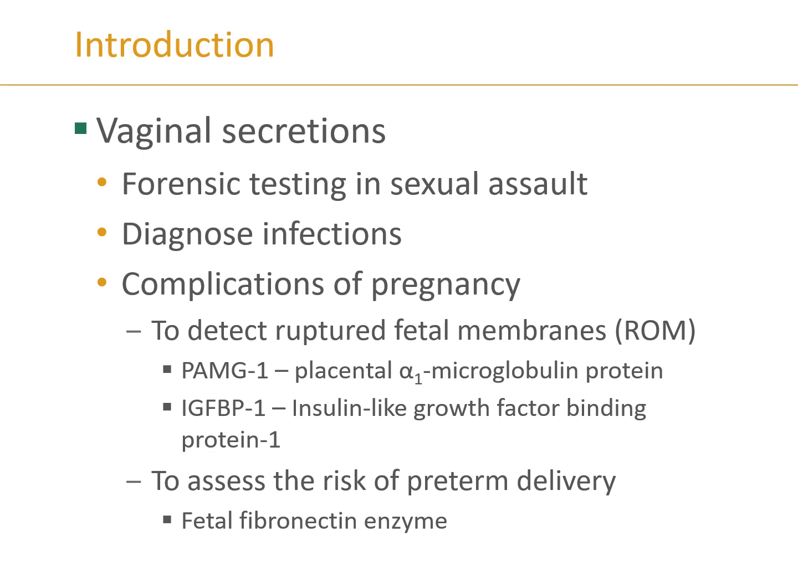Now, with pregnancy, we worry about rupture of the membranes and detecting if in fact the rupture of the membranes has taken place, or in other words, the water has broke. And with that, you're looking for the placenta alpha-1 microglobulin protein, or the insulin-like growth factor binding protein 1. If we're looking for preterm delivery, then we would do a fetal fibronectin enzyme test.